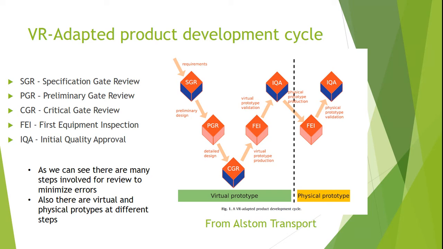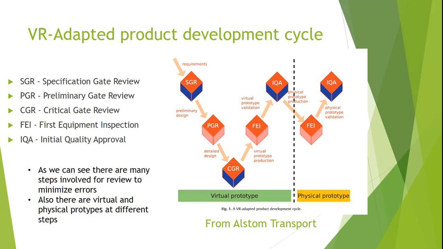The diagram here shows the virtual reality adapted product development cycle. It is inspired from Alstom Transport's product development philosophy. It presents the main development steps, as you can see. The SGR here, which is the specification gate review, is the requirement review. And then we have the PGR, preliminary gate review, which is the preliminary design review. And then we have the CGR, that is critical gate review, which is the detailed design review, and the IQA, which is the initial quality approval, which is the industrialization review.